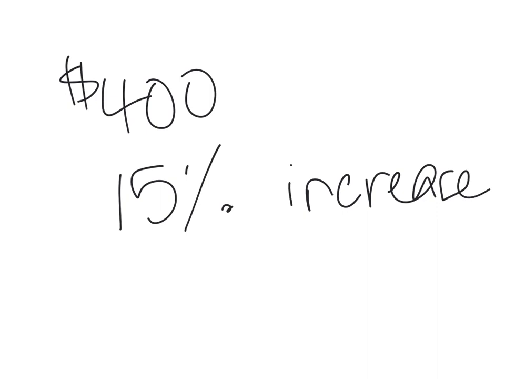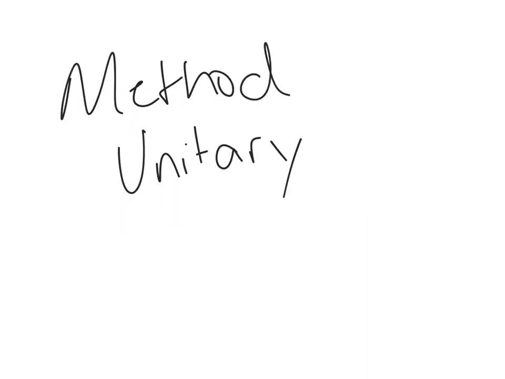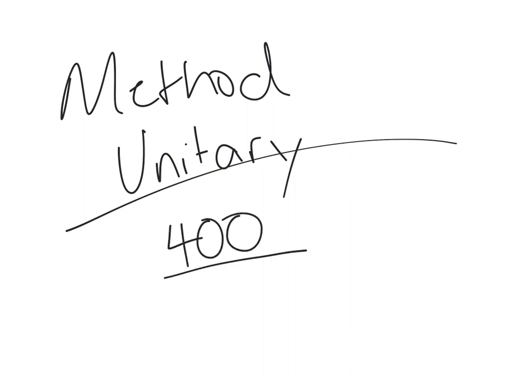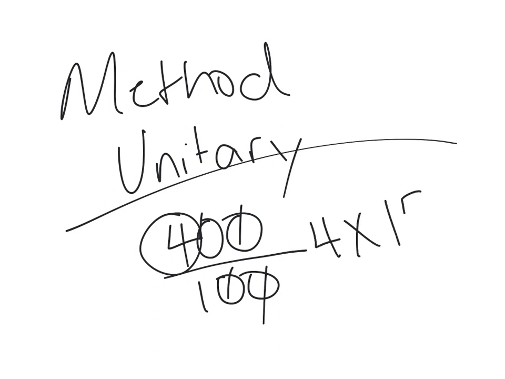All right. So if we are going to look at the unitary way, which was not this class's favorite, I'm going to go through the unitary way first, and then I'll do the fraction method. So if we find 1 unit or 1% of 400, 400 over 100, cross off the 2 zeros, it equals 4. So 4 times 15% is 60. So it is going to increase it by $60.